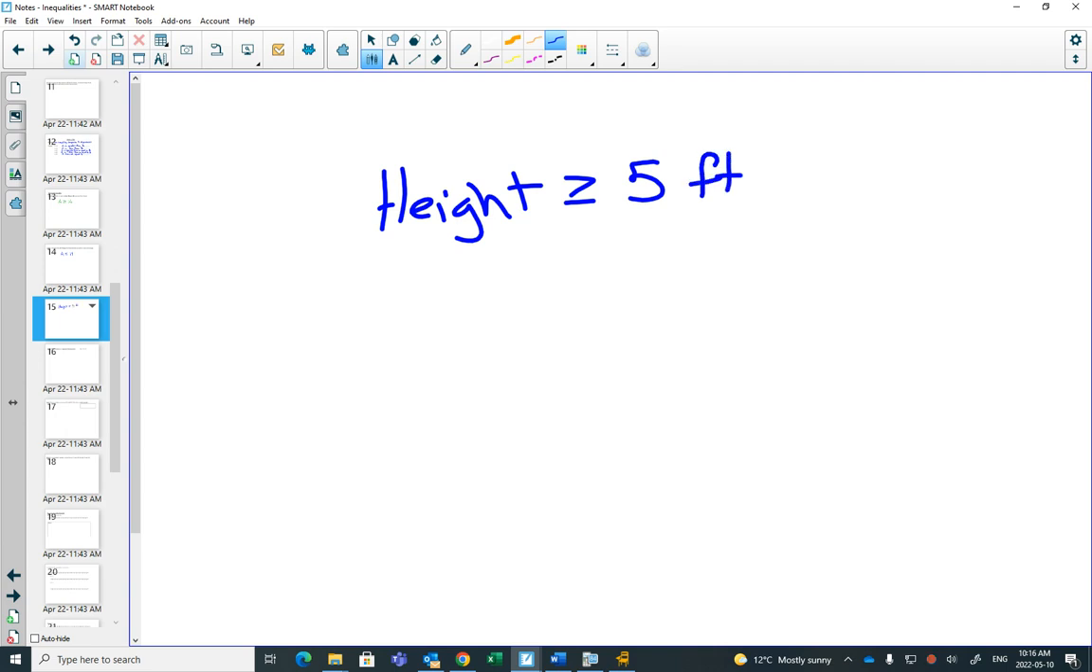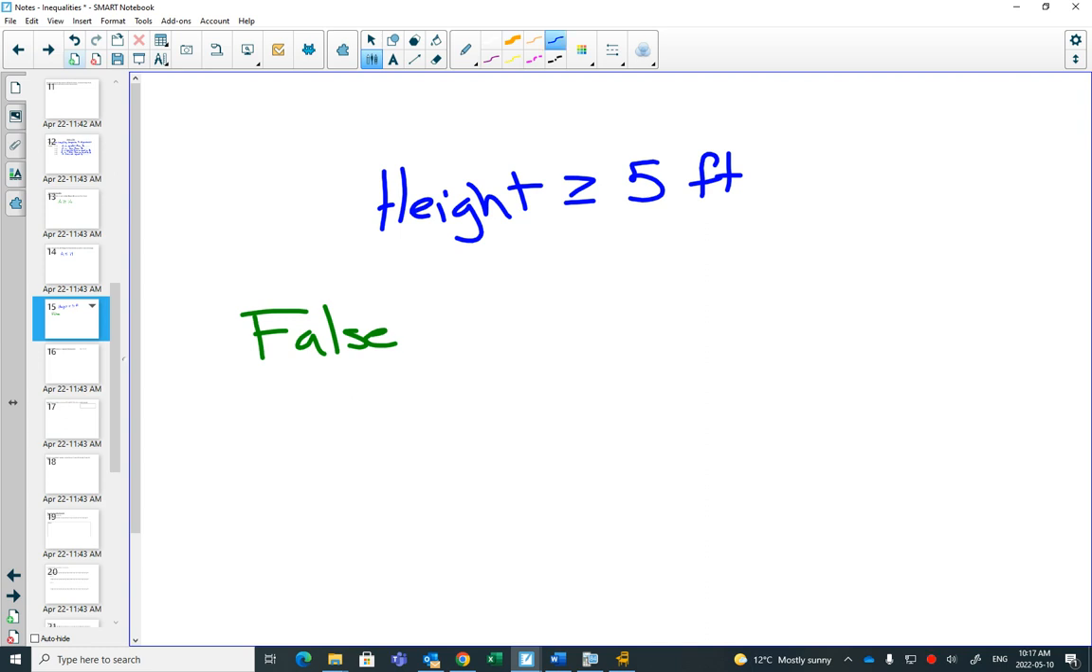Is this correct? Or no? Okay. Explain. It seems right, but if you read the sentence carefully, it is false. Because this one says you could be exactly 5 feet, but what does the sentence say? You must be more than 5 feet.